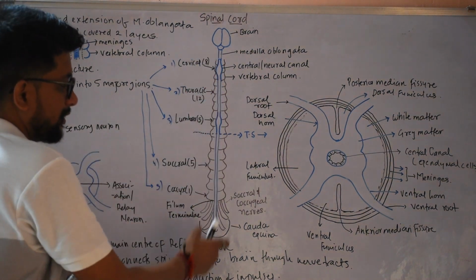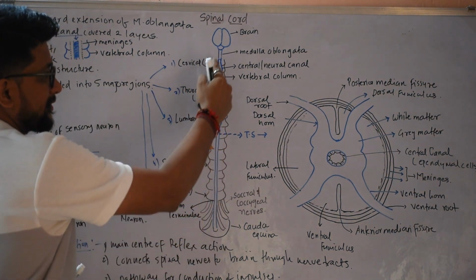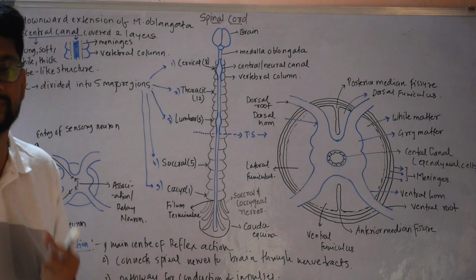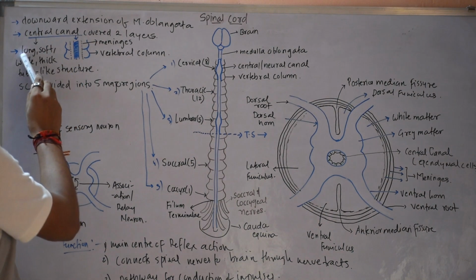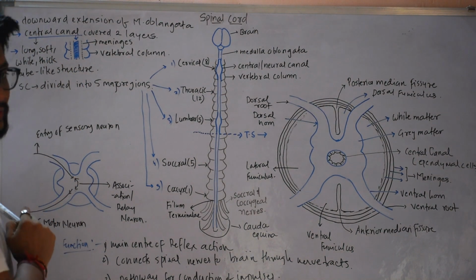So the neural canal or central canal, which runs centrally, as well as the vertebral column, both constitute the structure known as the spinal cord. The central canal is a long, soft, white, thick tube-like structure.